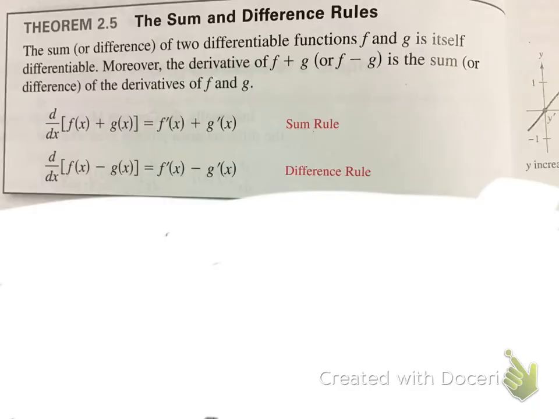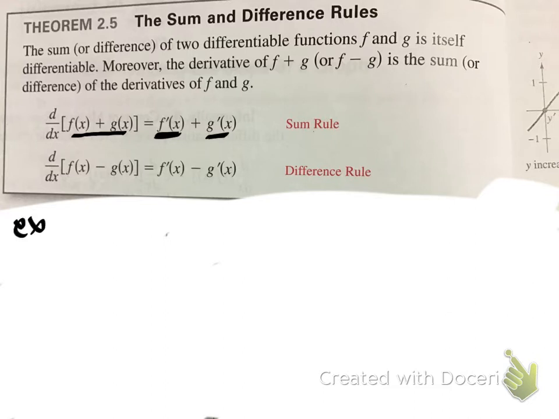Okay, so now we're going to look at the sum and difference rule. I just took a picture of it right out of the book. So the sum or difference of two differentiable functions f and g is itself differentiable. And then it says, moreover, the derivative of f plus g or f minus g is the sum or difference of the derivatives of f and g. So if you want to take the derivative of two functions, and both of them are nice functions that we can take the derivative of, then it's the same thing as taking the derivative of the first one and adding it to the derivative of the second one, or the difference.